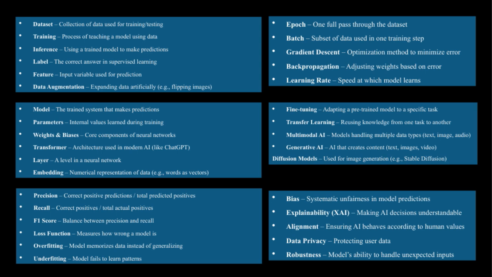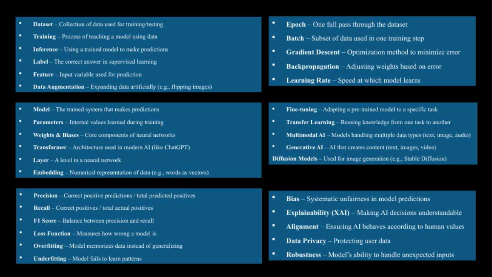Bias refers to systematic unfairness in a model's predictions, which can have serious ethical implications. Explainability, or XAI, is about making AI decisions transparent and understandable, important for trust and accountability. Alignment ensures that AI behaves in ways consistent with human values and expectations. Data privacy focuses on safeguarding user information, protecting sensitive data from misuse.